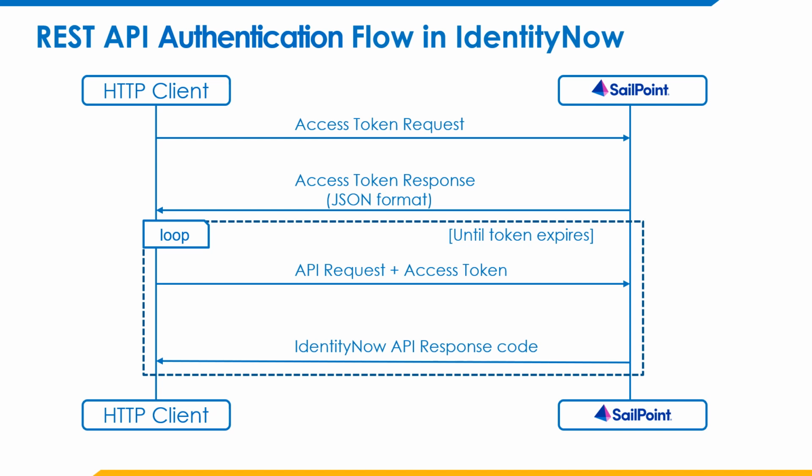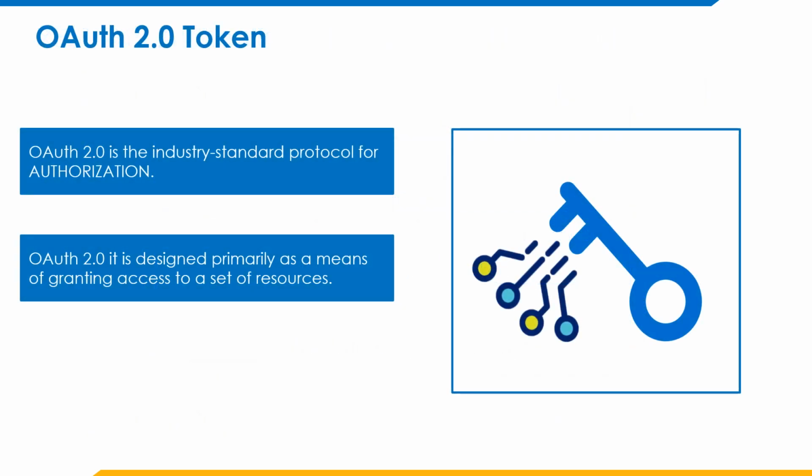Then the HTTP client makes a request to an IdentityNow endpoint with the header and the authorization. If both the request itself and the JWT access token in the headers are valid, then IdentityNow responds to that client. In this slide, we will discuss the OAuth 2.0 token.